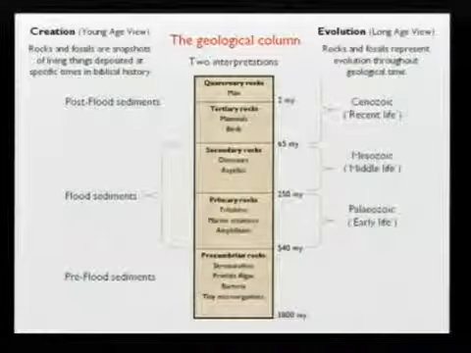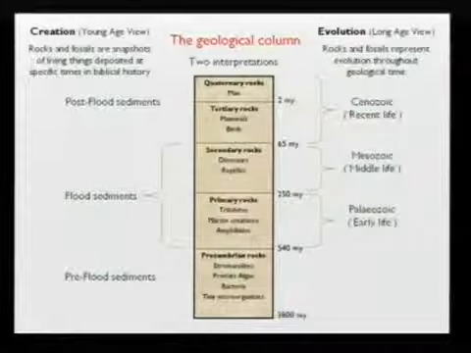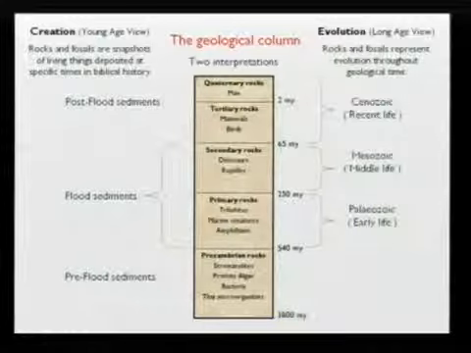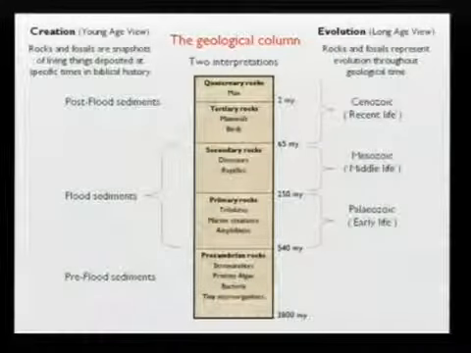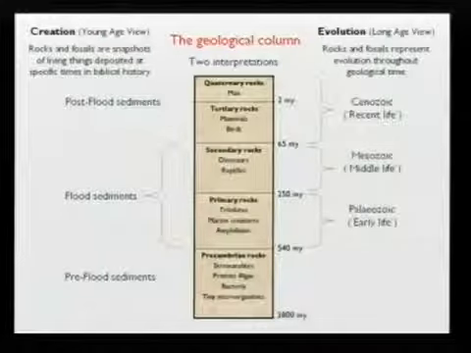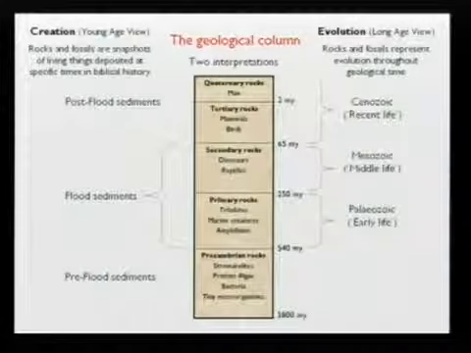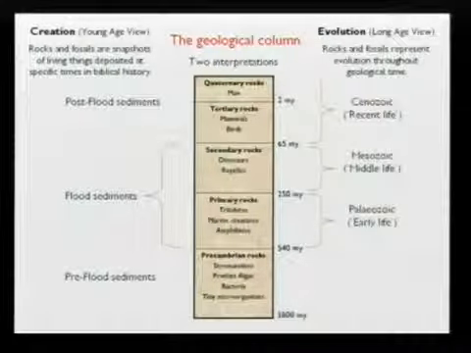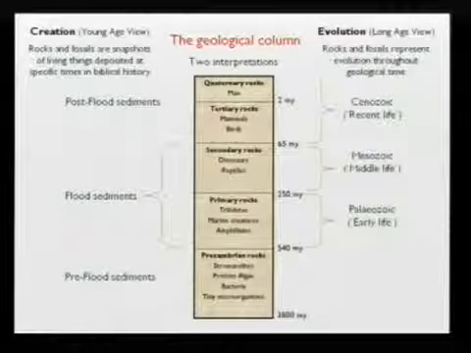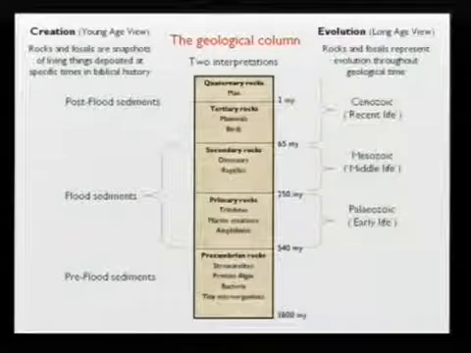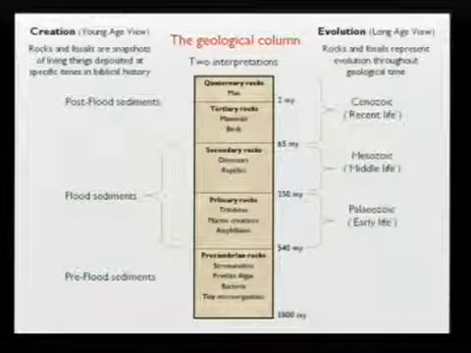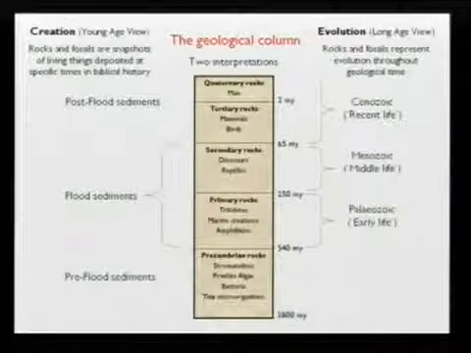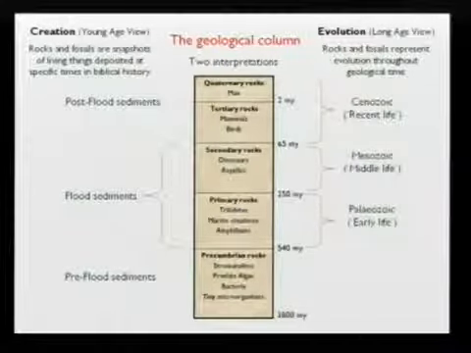Now, here in this first slide, we see these two competing interpretations of the geological record in diagrammatic form. In the middle of the screen, you see the standard geological column, a somewhat simplified version of it, with the Precambrian rocks, the Paleozoic rocks or primary rocks, the Mesozoic or secondary rocks, and then the Cenozoic rocks. And on the right, you can see the evolutionary or long age interpretation of this geological succession.